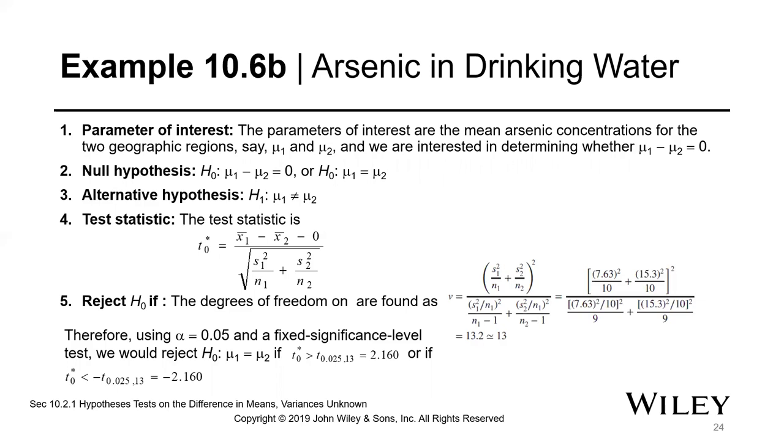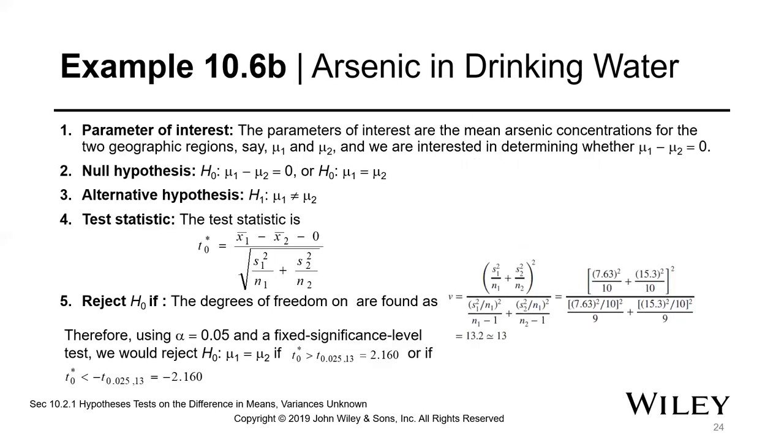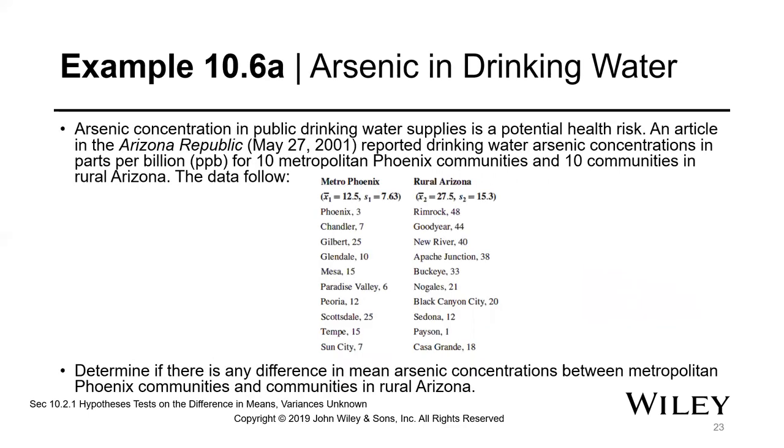So we reject if the test statistic exceeds the critical value for the degrees of freedom, so we could find the degrees of freedom by plugging into this formula. You plug everything in here. Did they give us data? Oh yeah, right here: 12.5, 7.63, 27.5, and 15.3. So we plug those in, do all the math, and once again we round down to a degrees of freedom of 13. The reason that's important is because these are really different.